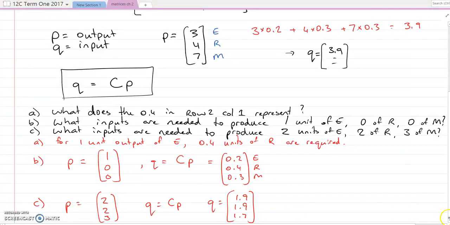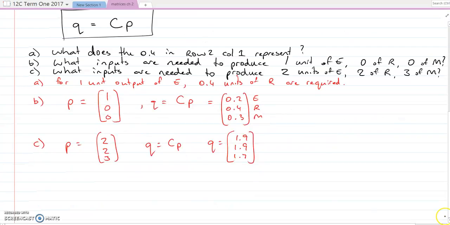Okay, just incidentally, at this point, let's have a look at what's happened here. Our output is 2, 2, 3, and our input is 1.9, 1.9, 1.7. So we've actually increased. We started with 1.9 units of energy and got up to 2, so we have an increase of 0.1. That's our net gain. And we also have a gain in the raw materials, and we have a gain in manufactured goods.